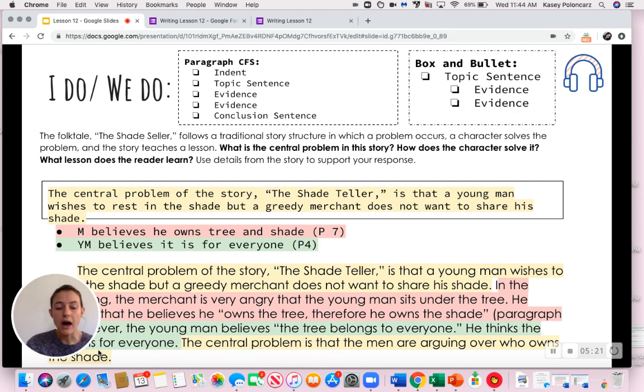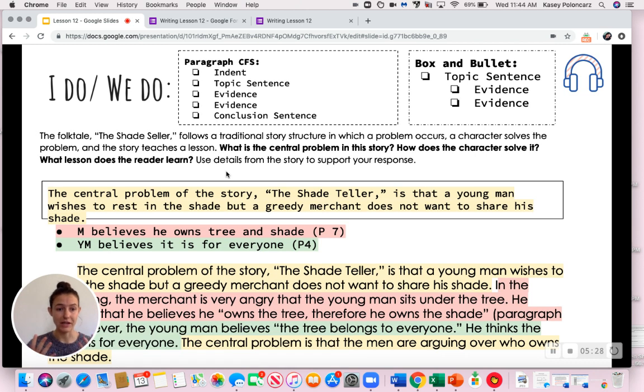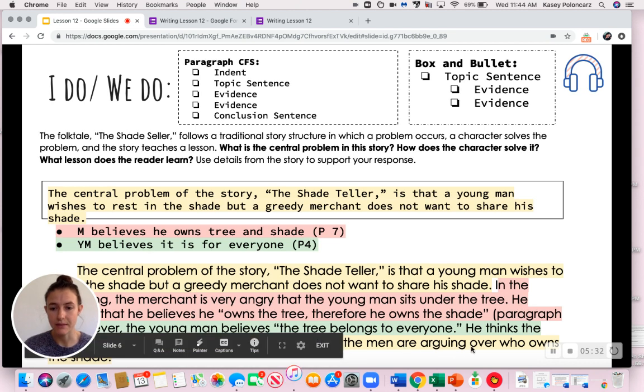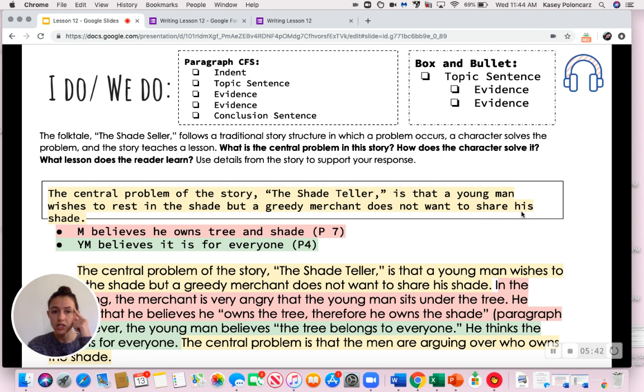So now I'm going to think about how I can tie this all up for my conclusion sentence. I'm going to say the central problem is that the men are arguing over who owns the shade. If you're having trouble coming up with that conclusion sentence, go back and talk about how they're having issues sharing the shade. In different words, I just said the central problem is that the men are arguing over the shade. Just taking that topic sentence using different words.